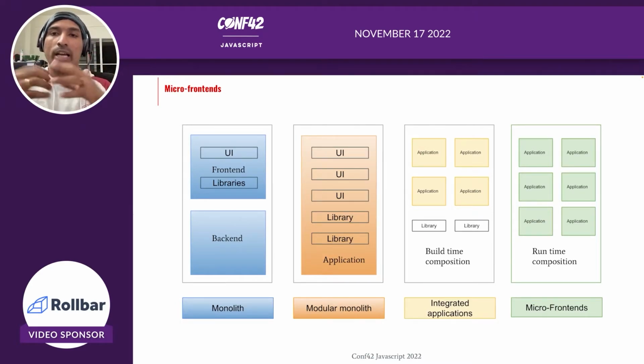And finally, we have the strategy that we are discussing, which is micro-frontend, where the UI pages are broken down into smaller applications, and this micro-frontend follows runtime composition. We will see what build time composition and runtime composition are elaborately in the upcoming slides.